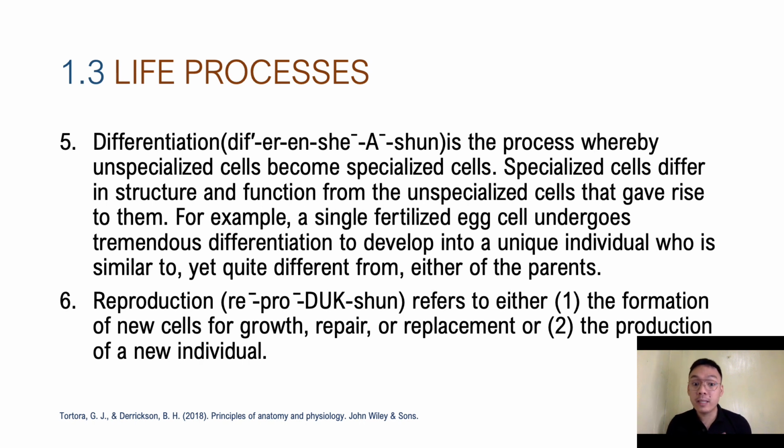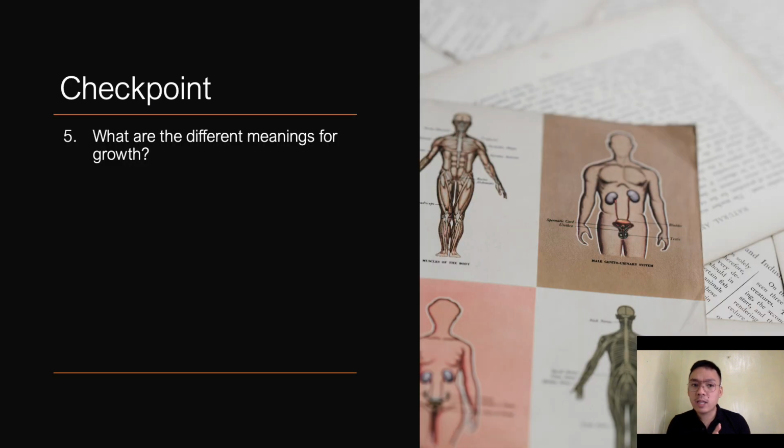Next would be your reproduction. It's either to form new cells for growth or repair or replacement, or it could be production of a new entire individual. So that's the next checkpoint here. What are the different meanings for growth?